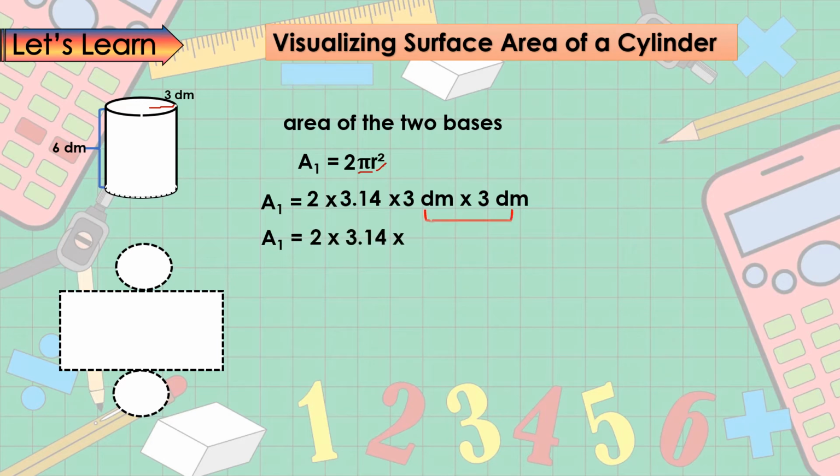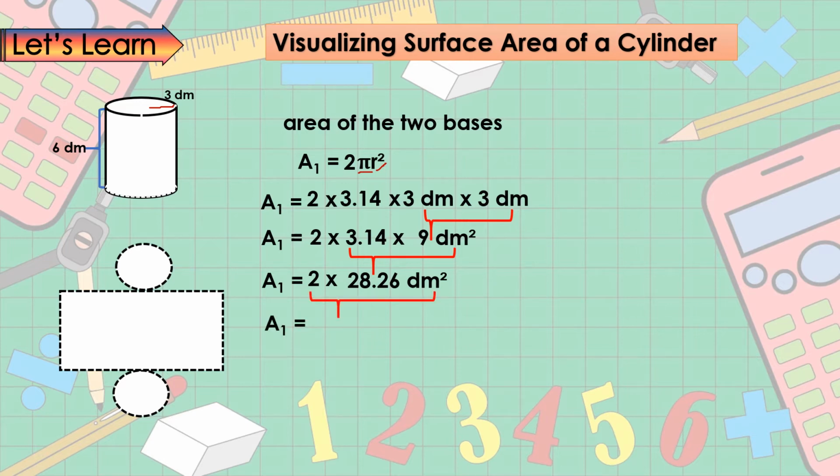So we are going to solve first 3 decimeters times 3 decimeters. So we have 9 decimeters squared. Next, we are going to multiply 3.14 times 9 decimeters, which is 28.26 decimeters. And last, to get the area of our two bases, we are going to multiply 2 times 28.26 decimeters. So we have a value of 56.52 decimeters squared.